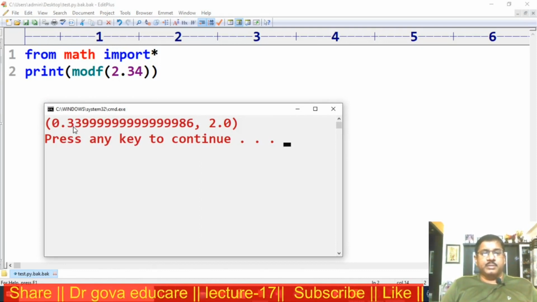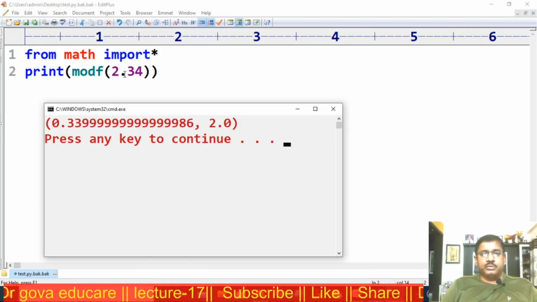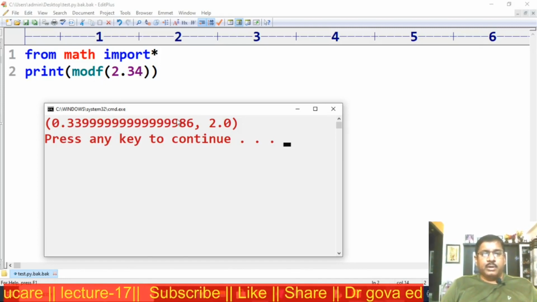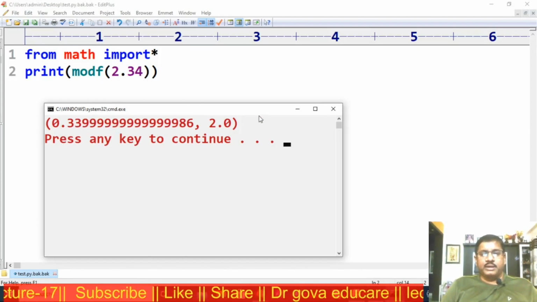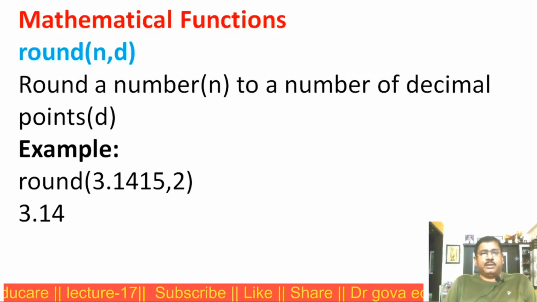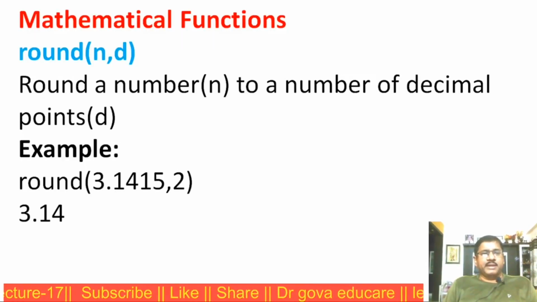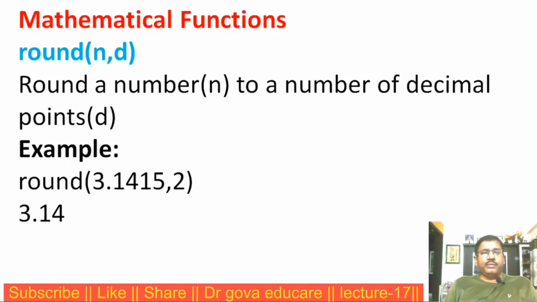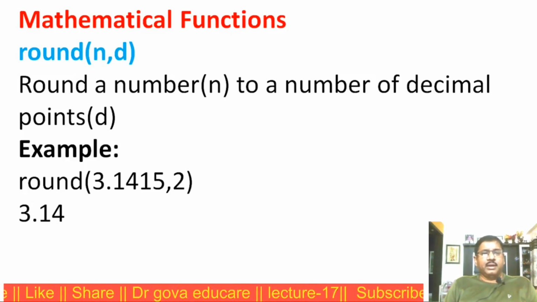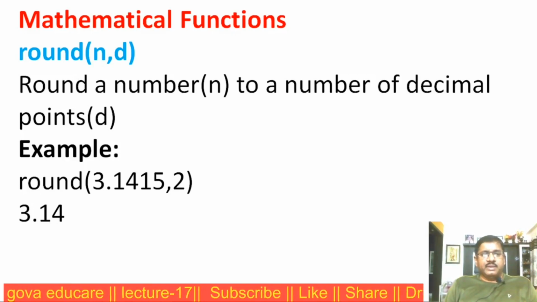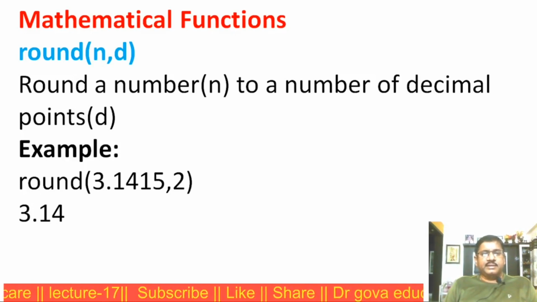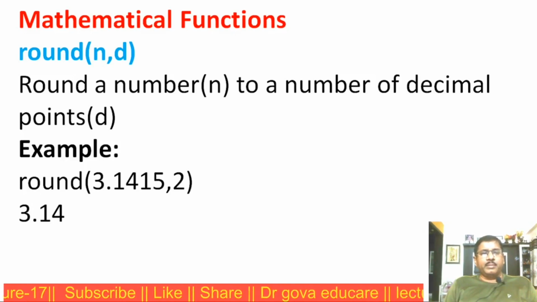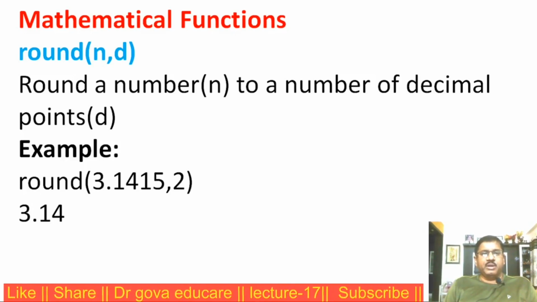0.3399, this is approximately 0.34, comma 2 means 2.0. Now another mathematical function, the round function. This is the syntax: round n comma d. This function returns a number n rounded to a number of decimal points.